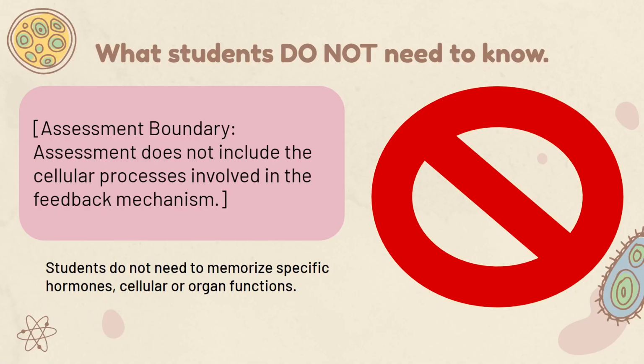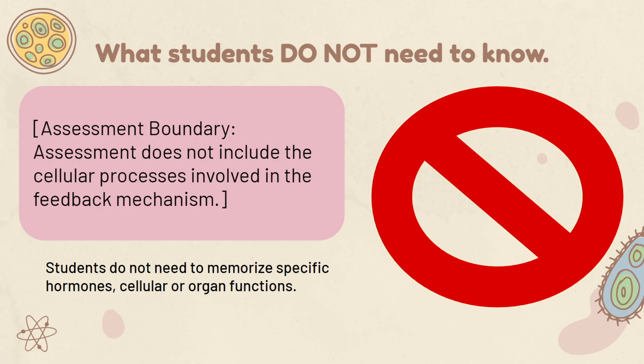All right, so what students don't need to know. The assessment does not include the cellular processes involved in feedback mechanisms, right? So if you are talking about positive feedback, sometimes an example that's used is childbirth, right? Where contractions happen and then hormones are released, and those hormones cause more contractions, which release more hormones. So you kind of get that more.